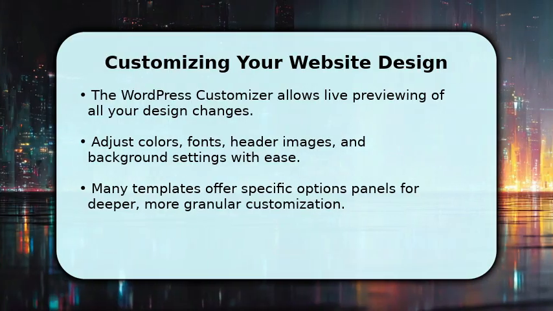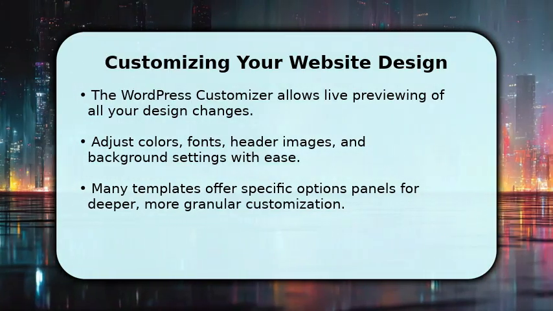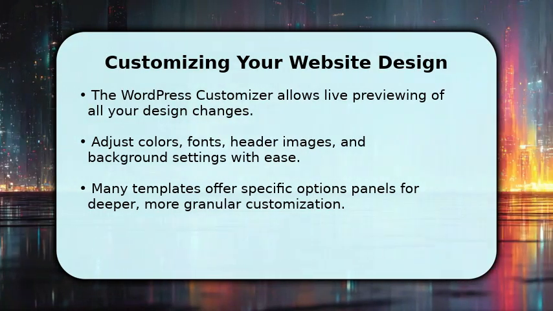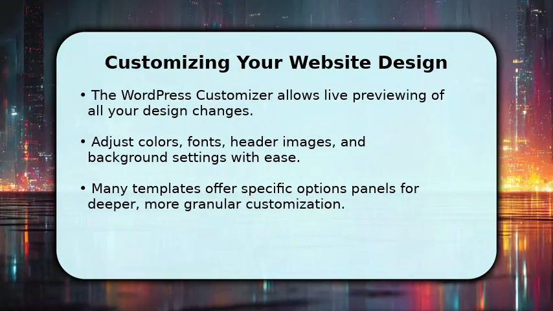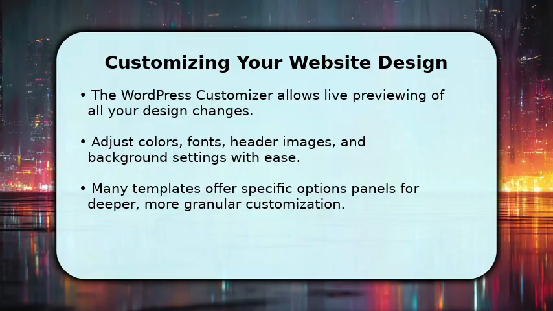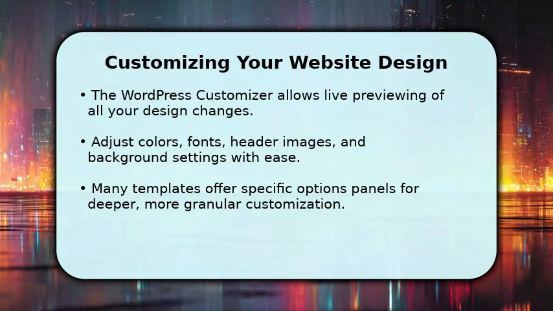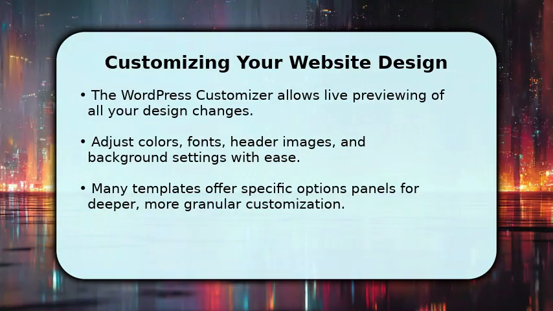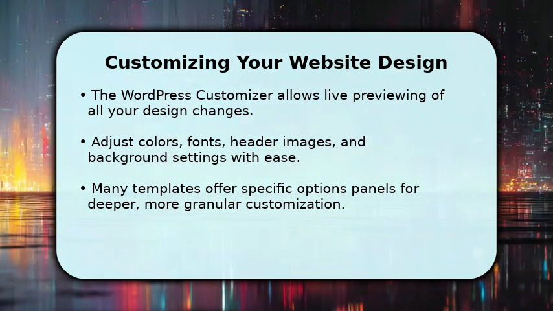The WordPress Customizer is your primary tool, providing a live preview as you make changes to colors, fonts, and layouts. You can easily upload your own logo, modify header images, and adjust background settings to match your brand. Some templates also come with their own dedicated options panels, offering even more granular control. Remember to create a child theme for any advanced customizations to keep your changes safe during template updates.